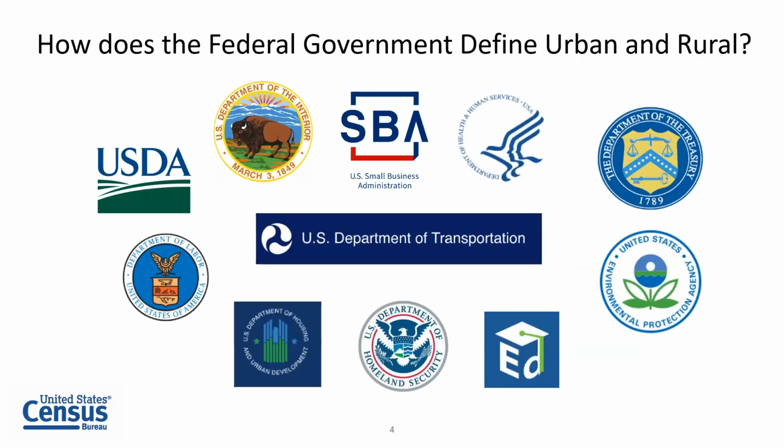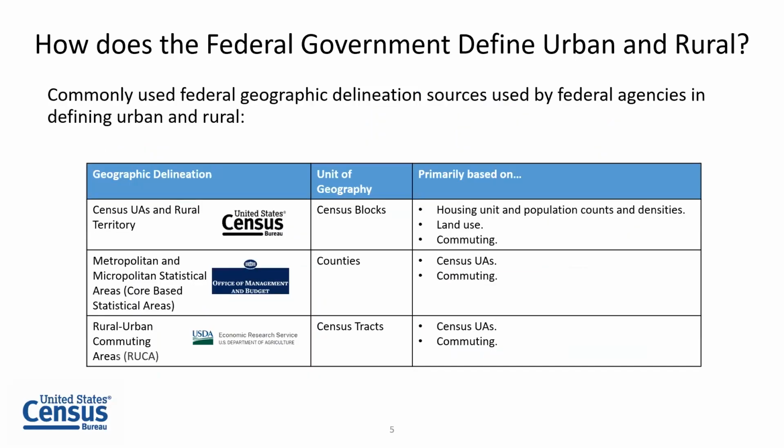These are just a few of the federal agencies that do use the urban and rural definitions for their business needs. These are some of the more commonly used federal geographic delineation sources used by federal agencies. Most federal definitions are based on the Census Bureau urban areas and rural territory and/or the metropolitan and micropolitan areas. Rural-urban commuting areas, or RUCAs, are another commonly used geographic delineation.